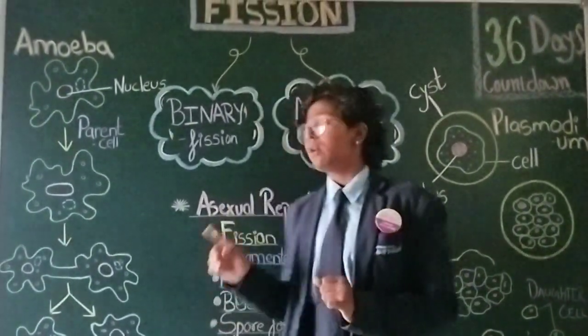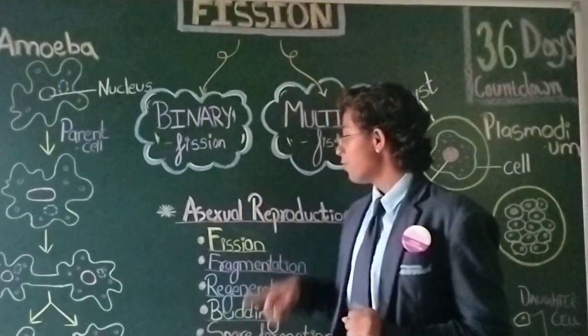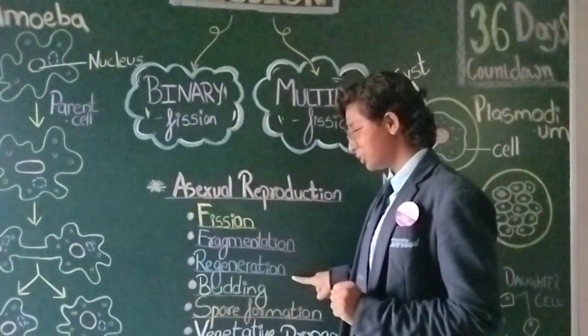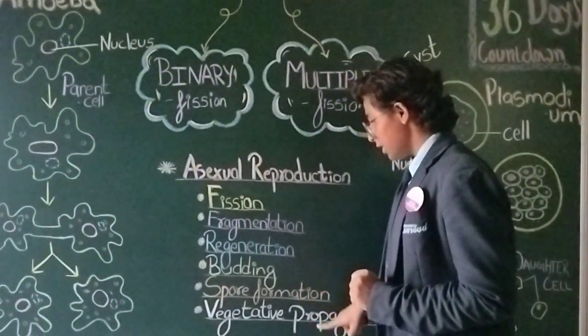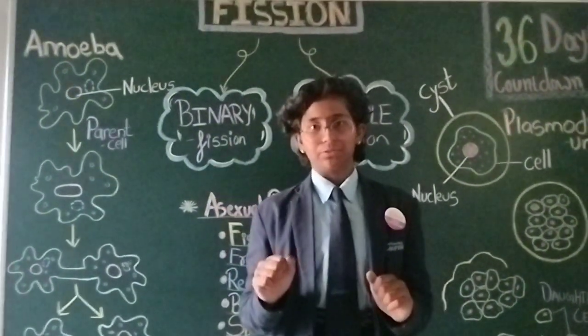Fission is a type of asexual reproduction. There are a total of 6 types of asexual reproduction: fission, fragmentation, regeneration, budding, spore formation and vegetative propagation. So today we will discuss the types of fission.